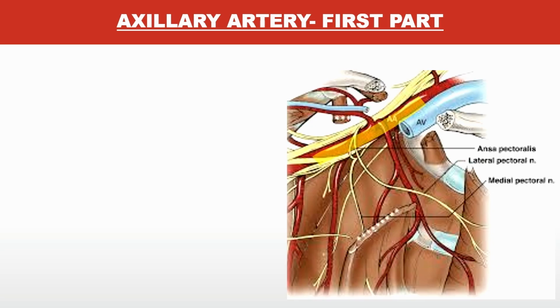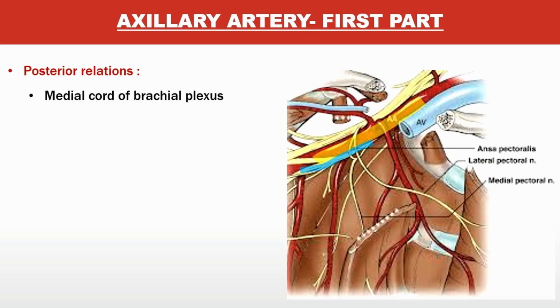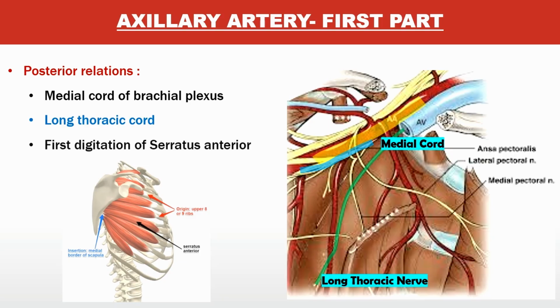Then coming to the posterior relations. Now that was the anterior relation. Now posterior to it, what do we have? We have the cord of the brachial plexus. Which cord? It is the medial cord of the brachial plexus. Long thoracic nerve, the first digitation of the serratus anterior. So now what is here? Which structure is there? First rib, outer border of the first rib is there.